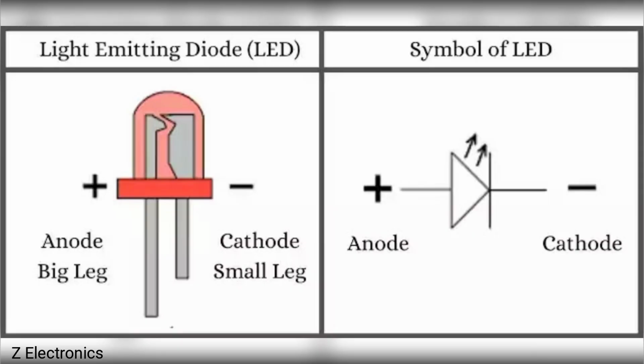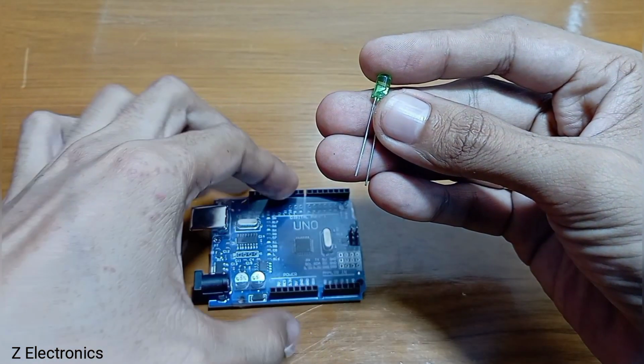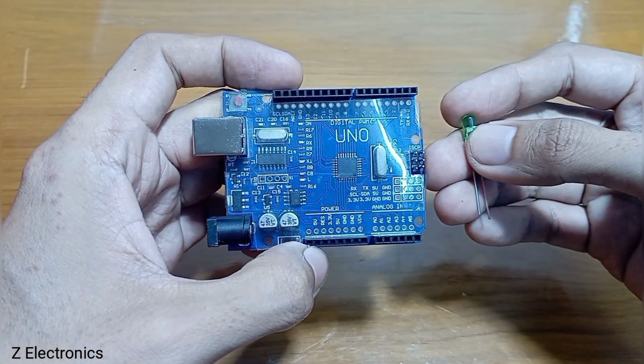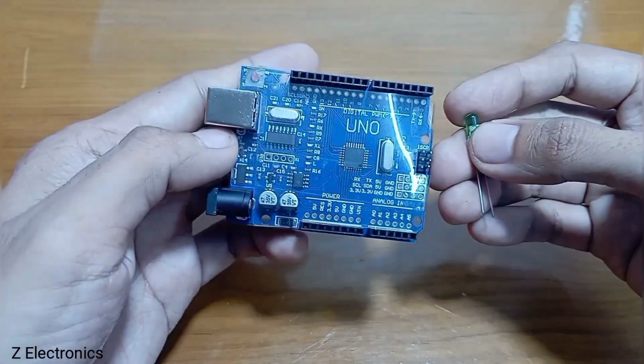LED stands for light emitting diode. It has positive and negative terminals. Just notice clearly, there will be a shorter terminal like that. That will be the ground or negative. You have to connect it to a ground pin of the Arduino board. And the longer one will be positive, which is called the anode. You have to connect that to a digital pin. There are 14 digital pins in this board. So we are using pin number 13 and ground.